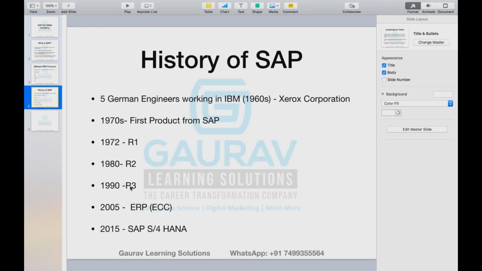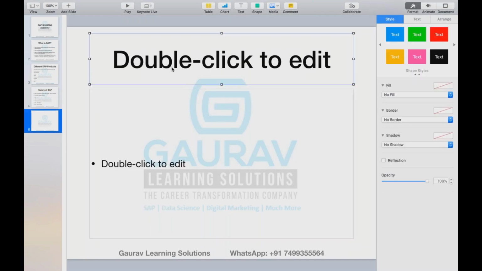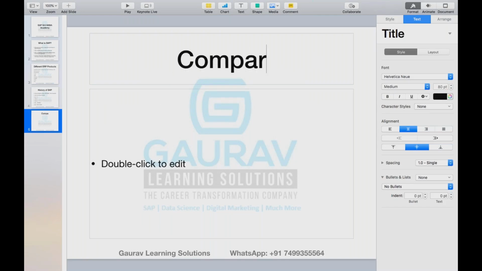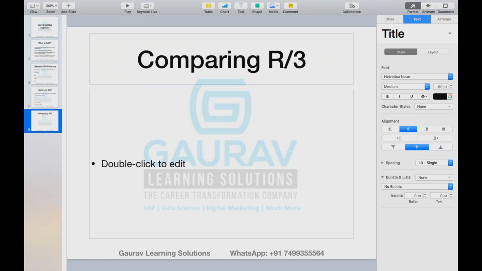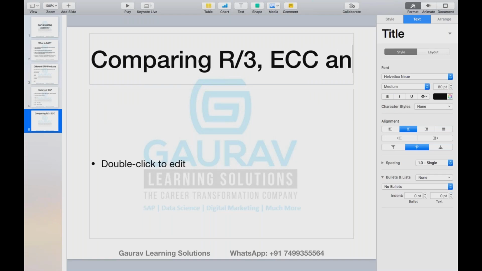As I told you, I want to give a brief of these 3 products: R3, ERP and SAP S4 HANA. What exactly is the difference? How is SAP coming up with different products, and what exactly was the benefit of using R3 compared to R2? Then why did SAP come up with SAP ECC, and which problems of R3 were solved? And finally, how will SAP S4 HANA solve the problems which came up with SAP ECC? So, comparing R3, ECC and S4.